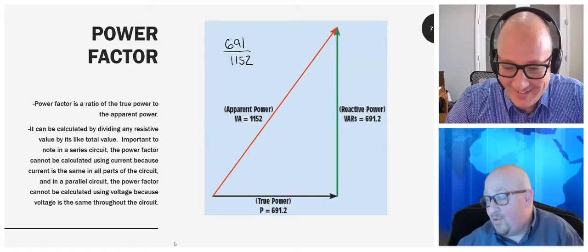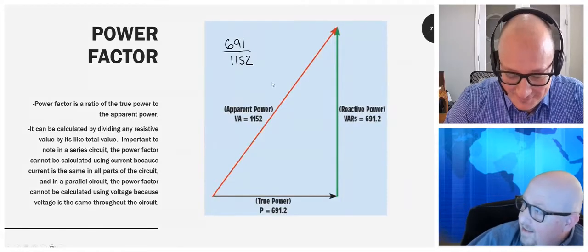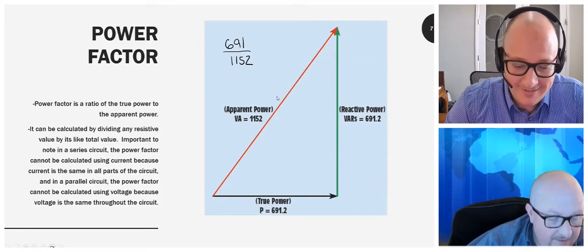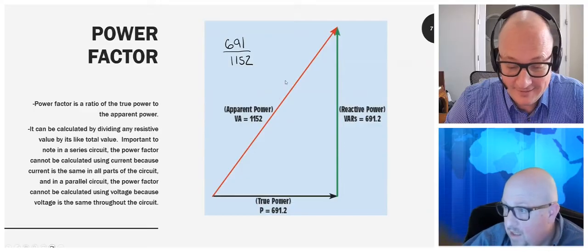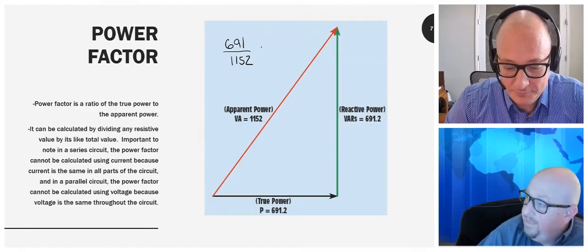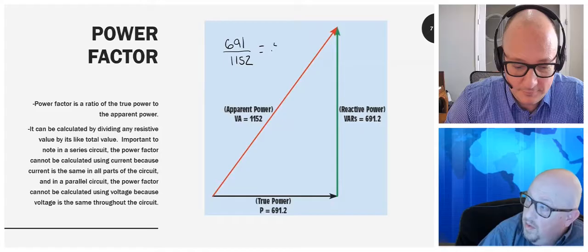Yeah. Whew. You got a really awesome power factor. So I've got 0.59 is my power factor. So what do I do with that decimal now?